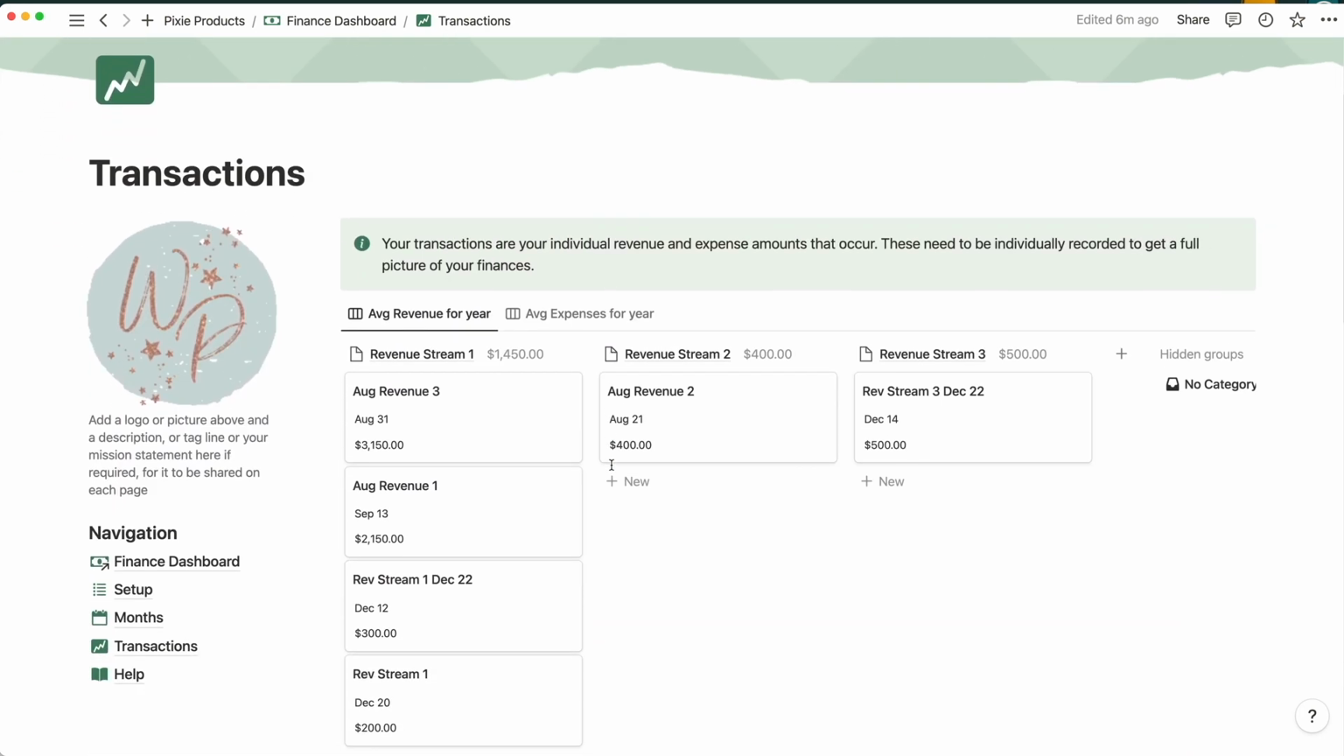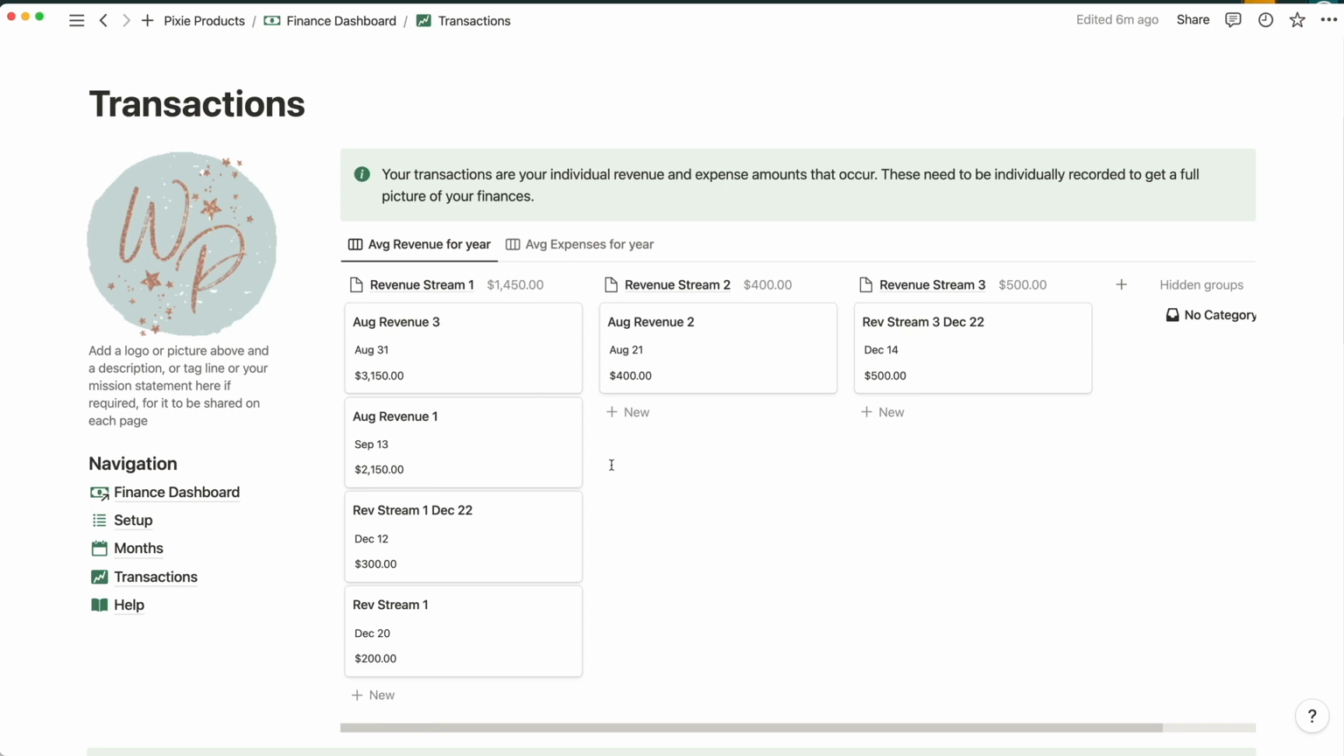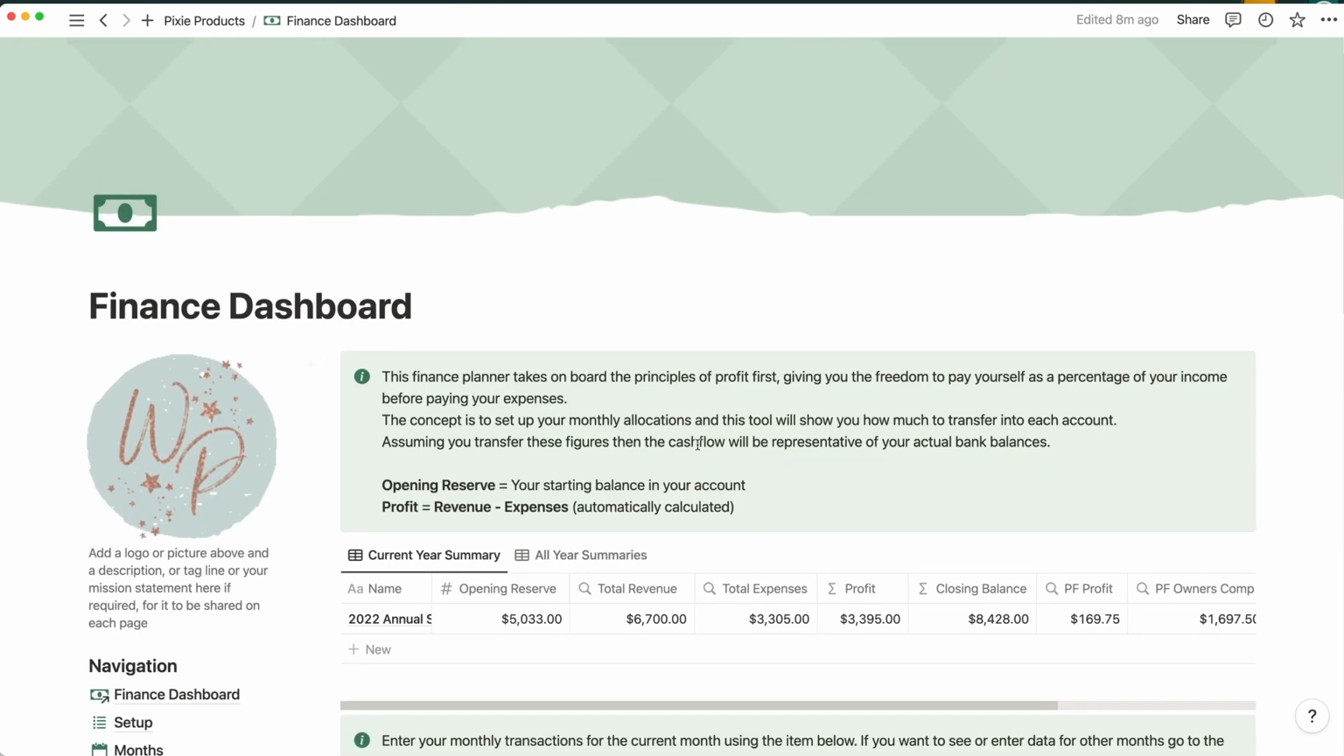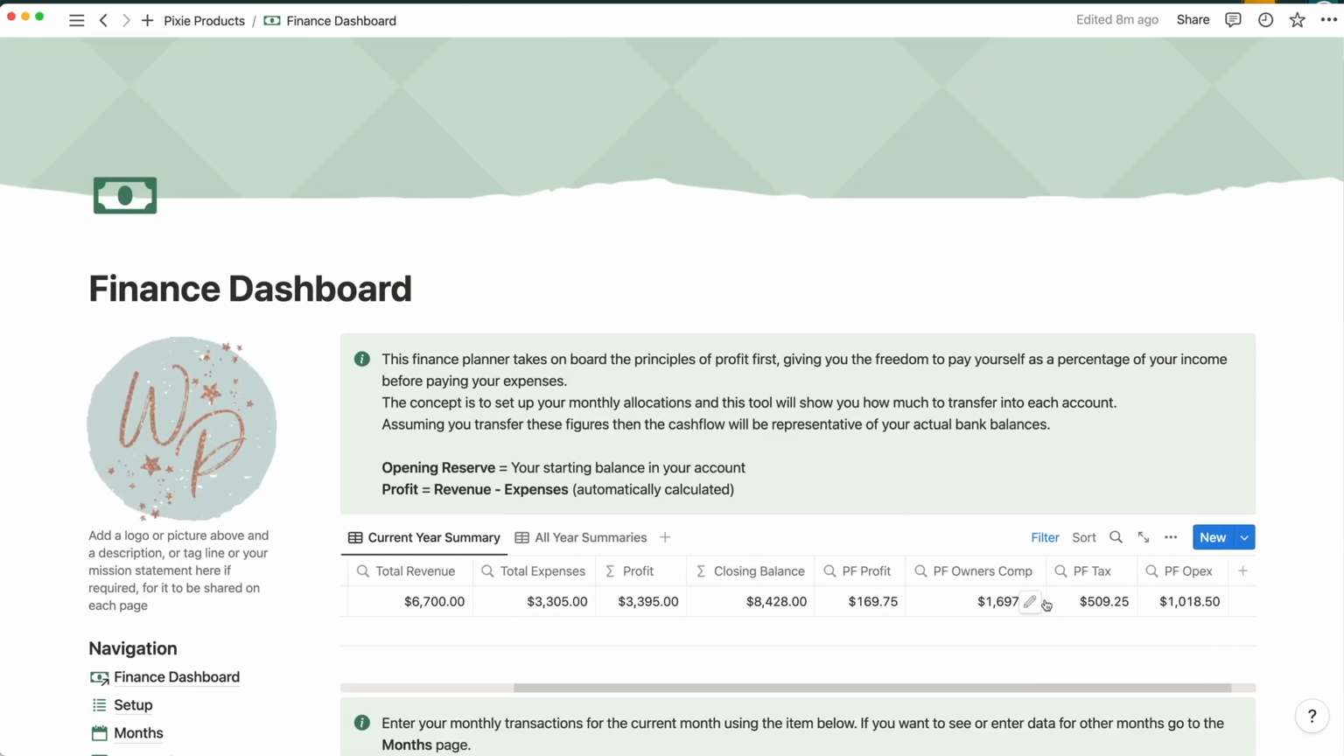So again, it's basically about making sure that you're tracking all of your expenses and all of your revenue so that it will then tell you what your profit should be, and if you're using Profit First, what your breakdown should be so that you can transfer the appropriate amount of money without too much fuss.